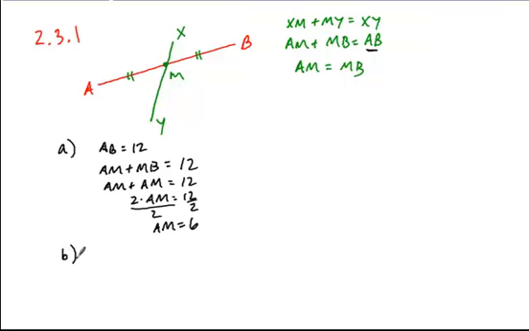For part B, it says if MB is equal to 12, and you want to solve for AB, well, we can use this relationship again, that AM plus MB is equal to AB. MB is 12, so we can substitute that in. AM is equal to MB, so that's also a 12, and so that means that AB is going to be 24 in that case.